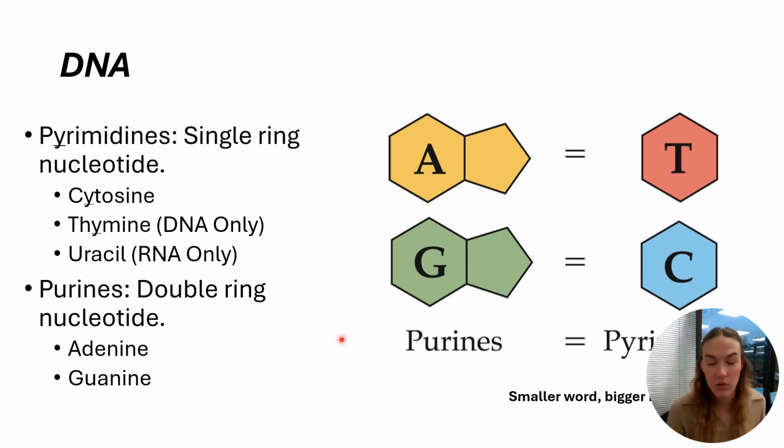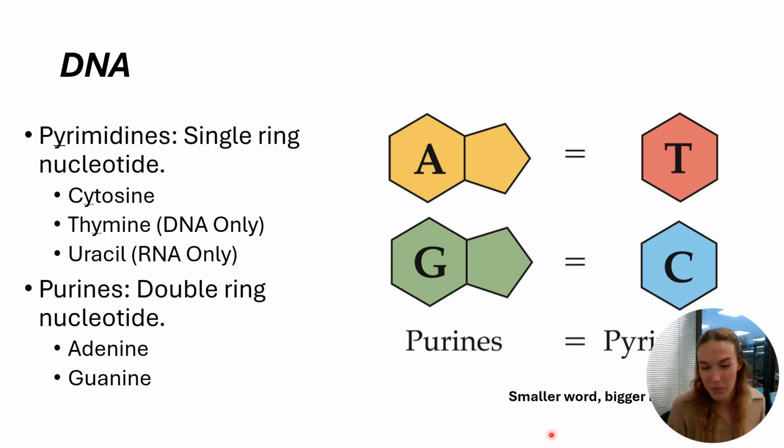Now, I wish there was a really good way to memorize this. Some people have come up with clever mnemonics, but frankly, it's only 5 different bases that we have to worry about here: cytosine, thymine, uracil, adenine, and guanine. So you might just have to commit that to memory, which ones are pyrimidines and which ones are purines.